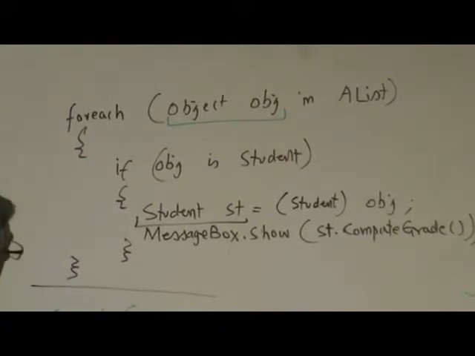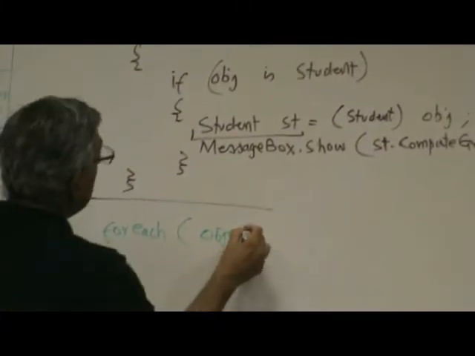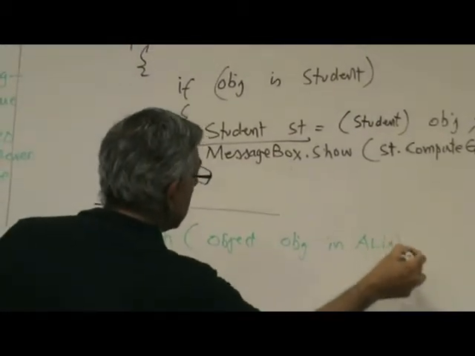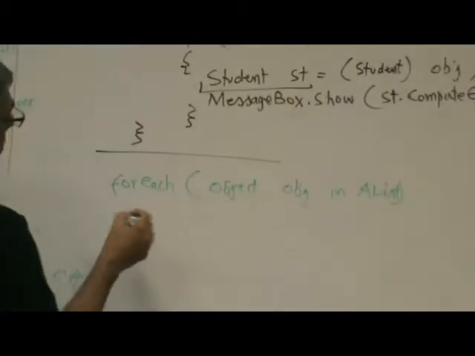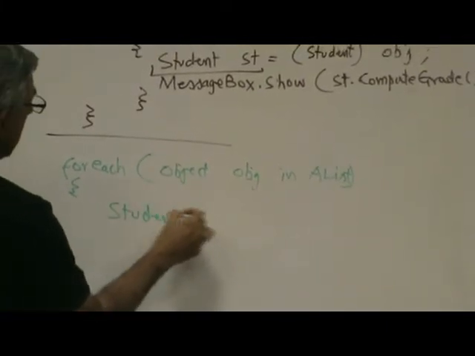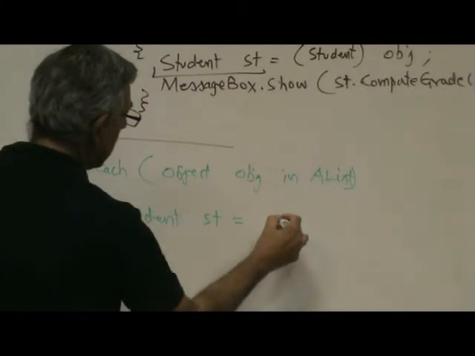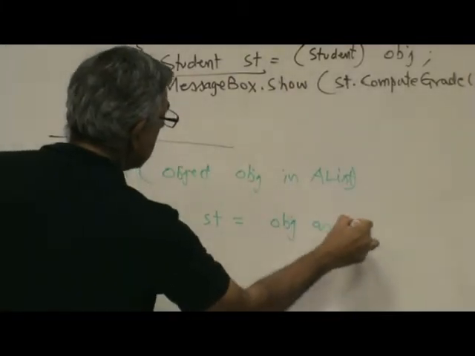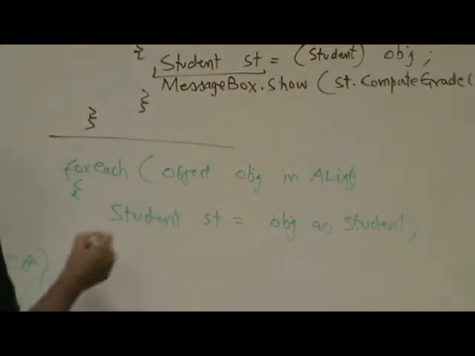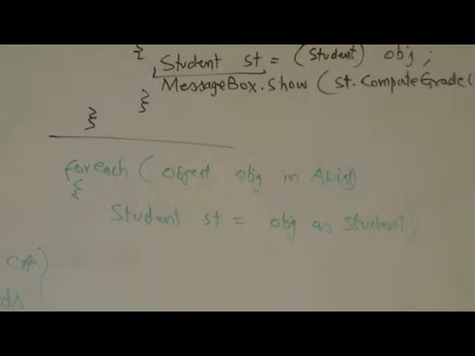For each object obj in a list, we will do student st equal to obj as student, right? And then should we write message box.show st.computeGrade?